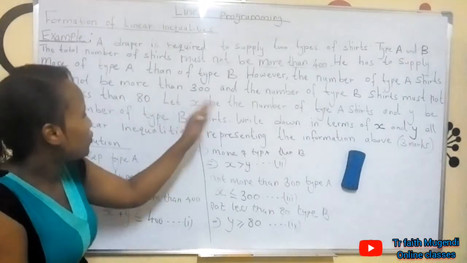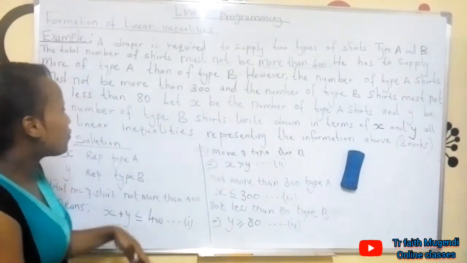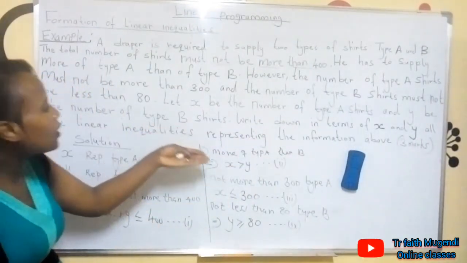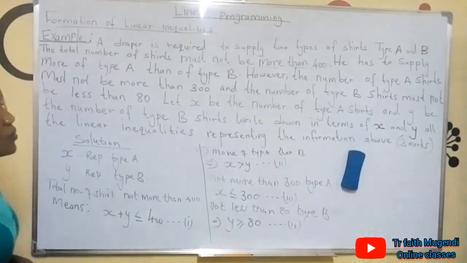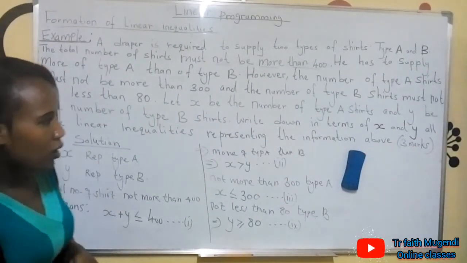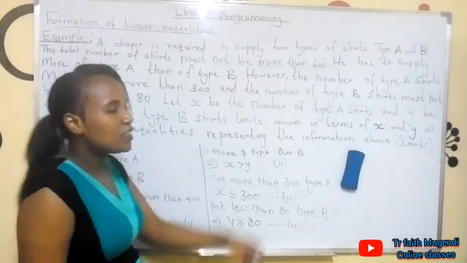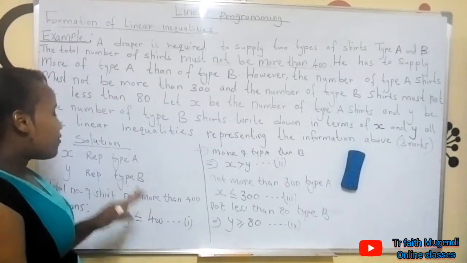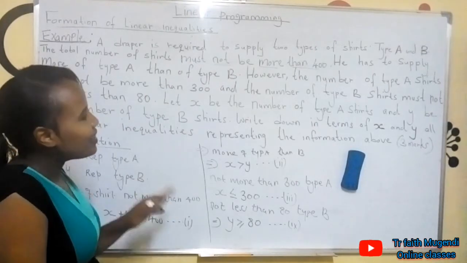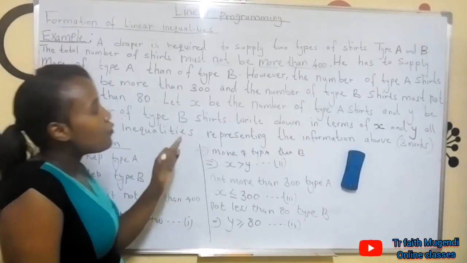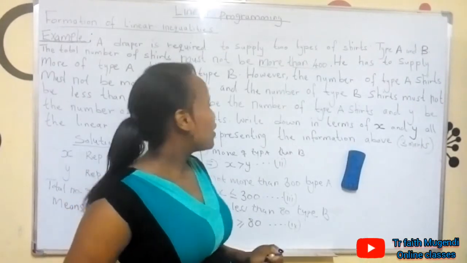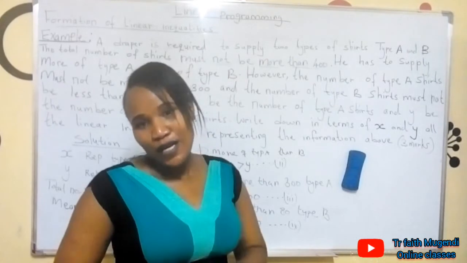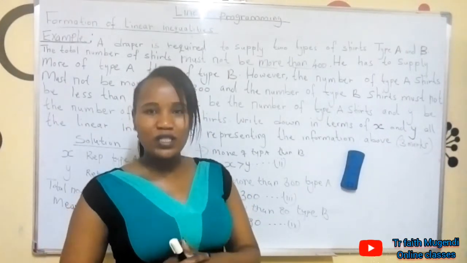And the rest of the question is what we have done before. Let x be the number of type A shirts and y be the number of type B shirts. Write down in terms of x and y all the possible inequalities representing the information above. So we have 4 inequalities that can be formed from this question, and not any other inequality.